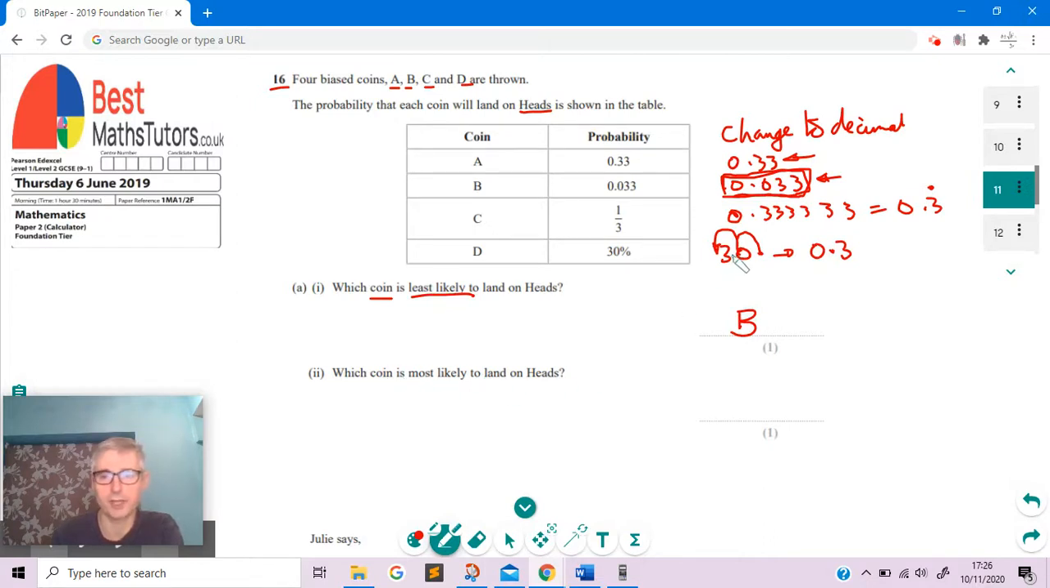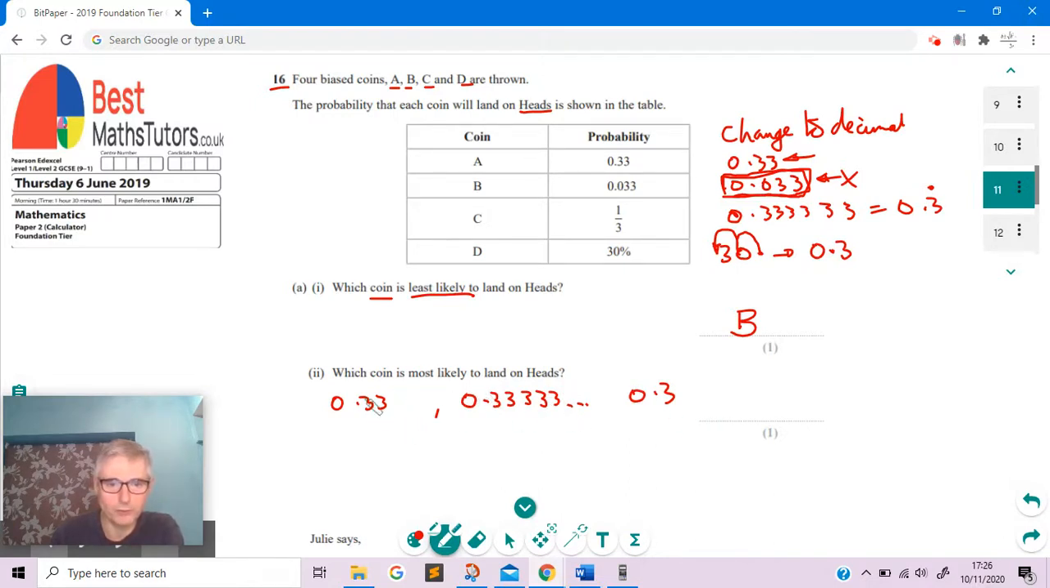Which coin is most likely to land on heads? Well, we need to compare the remaining 3 decimals. So we've got, I'm just writing them again. So we've got 0.33. I'm going to ignore this one here because that was the smallest anyway. So we've got 0.33 with a load of 3's after it going on forever, which is the recurring one. And we've got just 0.3. So which one is the biggest of these?